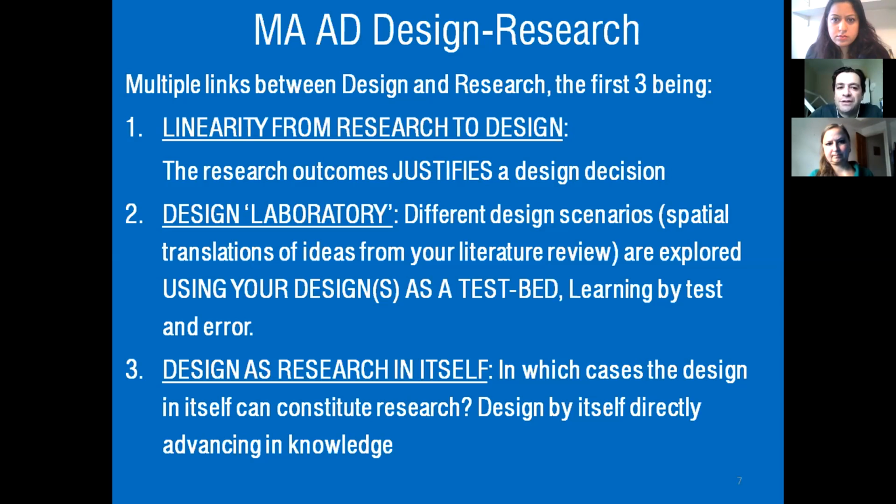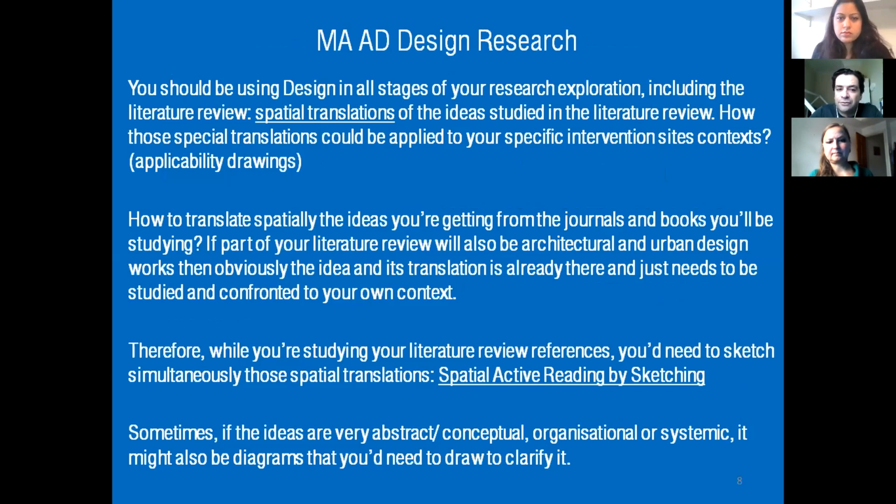So you should be using design at all stages of your research exploration, including the literature review. At the stage of the literature review, you need to use design for translating into space the ideas that you are studying, and how those spatial translations could be applied to your specific intervention site's context. This is what we call a second row of drawings after translating to space: the applicability drawings. Now it's about confronting those spatial translations with your own context.